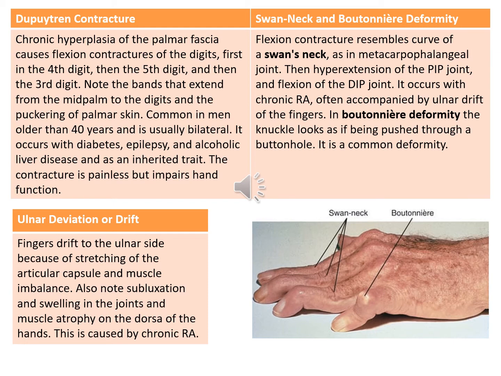I want to briefly touch on the swan neck and boutonniere deformity. So flexion contracture resembles the curve of a swan's neck as shown in that picture. Then hyperextension of the PIP joint and flexion of the DIP joint. It occurs with chronic rheumatoid arthritis, often accompanied by the ulnar drift of the fingers, as shown in that picture. And then in boutonniere deformity, the knuckle looks as if it's being pushed through a buttonhole, and it's a common deformity. So just remember those two terms are related to rheumatoid arthritis.